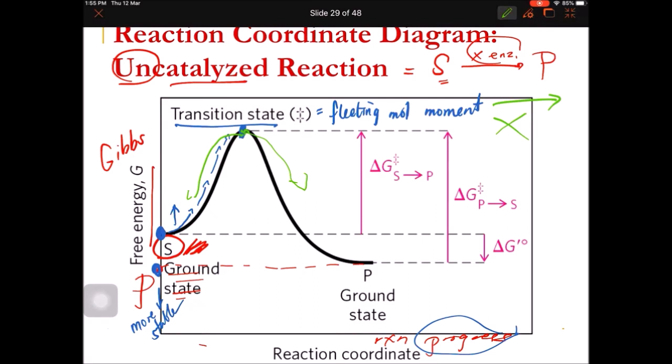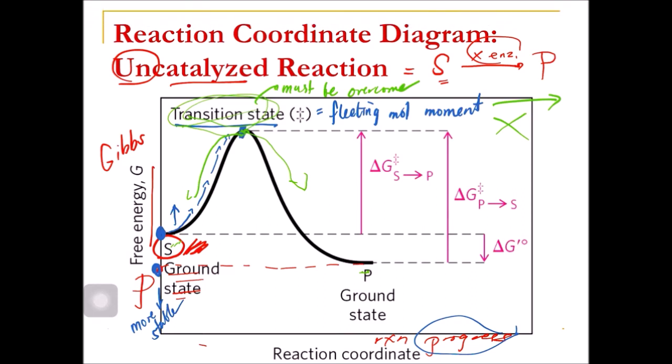Now, para maging product ang substrate, kailangan ang transition state ay ma-overcome. So this must be overcome. Kailangan malagpasan itong climax. Ngayon, pag hindi ito nalagpasan, hindi magiging product ng substrate. Okay? So, for example, na-surpass o na-overcome ang transition state.